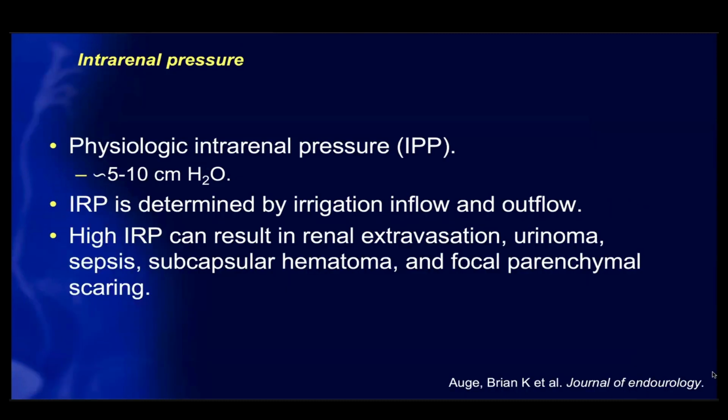Intrarenal pressure plays an essential role in retrograde intrarenal surgery and postoperative infectious complications. If we look at the literature, there are several articles that have investigated the intrarenal pressure. What we know is that the physiological IRP is around 5 to 10 centimeters of water. Intraoperatively, the intrarenal pressure is determined by irrigation inflow and outflow. High intrarenal pressure can result in severe complications such as extravasation, urinoma, sepsis, subcapsular hematoma, and focal parenchymal scarring.